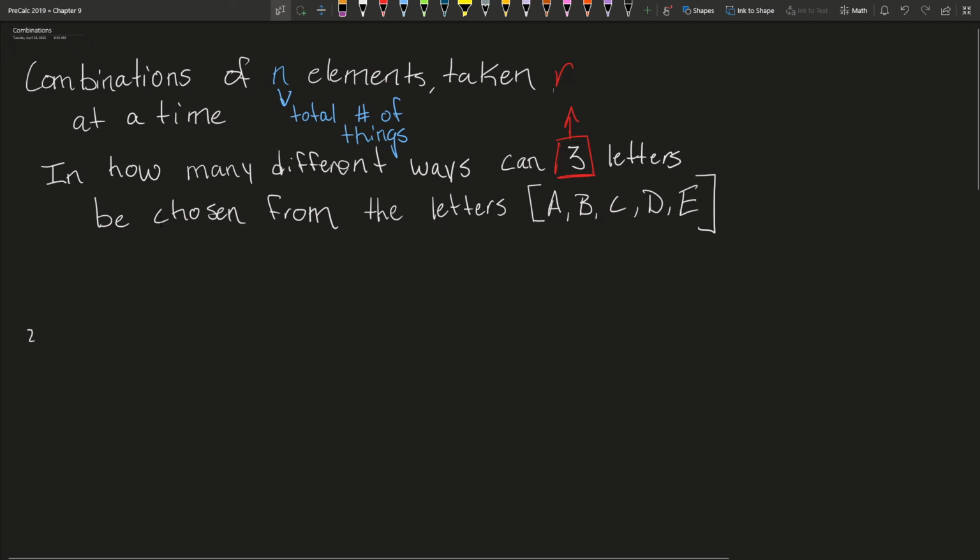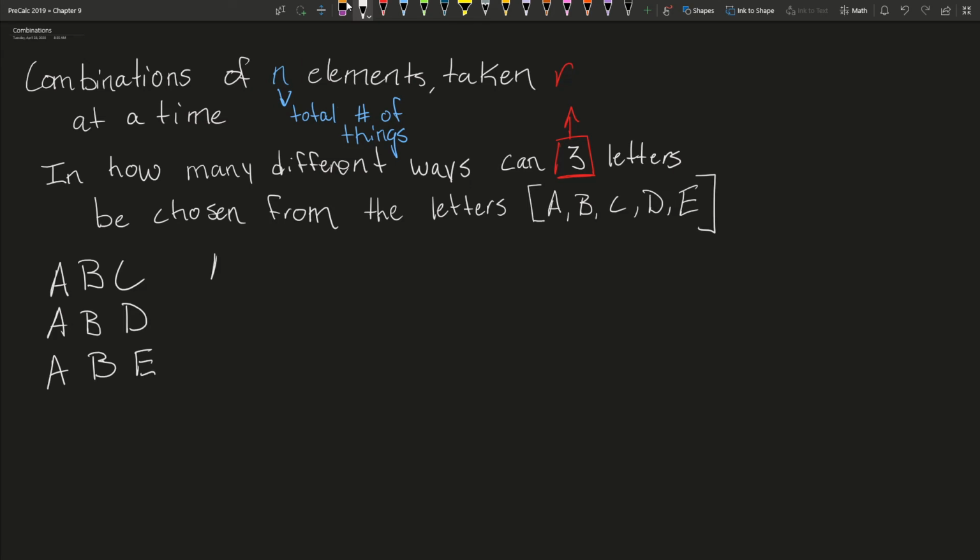So for example, in how many different ways can 3 letters be chosen from the letters given right here? Again, just like in permutations, we could actually list those combinations. We could write them down in a systematic fashion. So if we keep A first, our first one would be ABC. Then we could have ABD. Then we can have ABE. Then we could have ACD. Then we could have ADE.